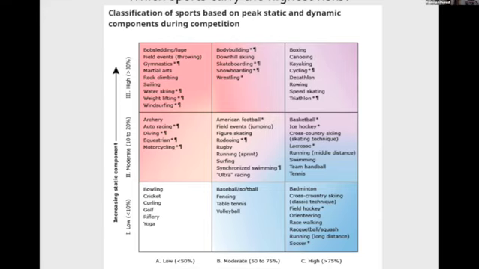So this chart shows basically which sports have the highest static component and dynamic component. I want to emphasize class 1A because I'm going to talk about it later in my presentation, but this is the class that's at lowest risk of SCD. So low static component, low dynamic component, and includes bowling, cricket, curling, golf, riflery, yoga.